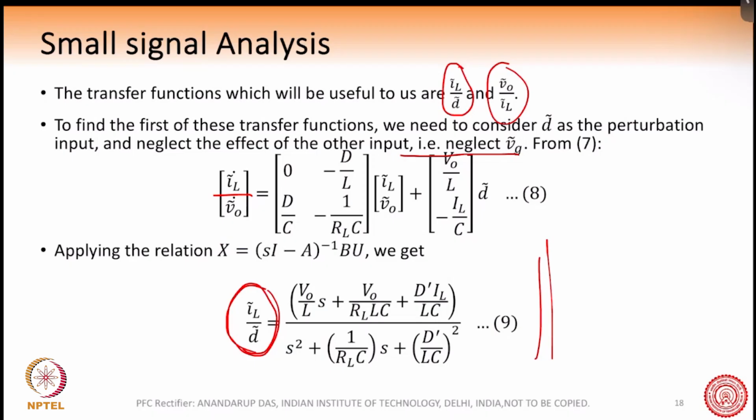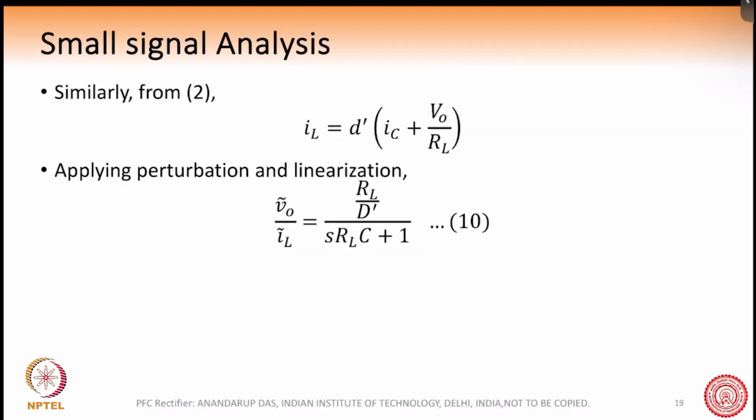You have to do a Laplace transform of these equations, which again follows the same way we have written in the voltage source converter, but you can do it yourself also. IL hat by D hat will come like this. We have to do the Laplace transform, which is not shown here. Again, similarly, we can find out V0 hat by IL hat, and these will be the equations.